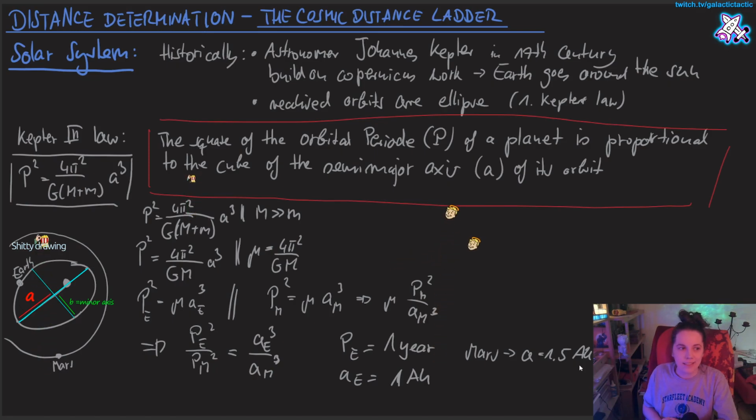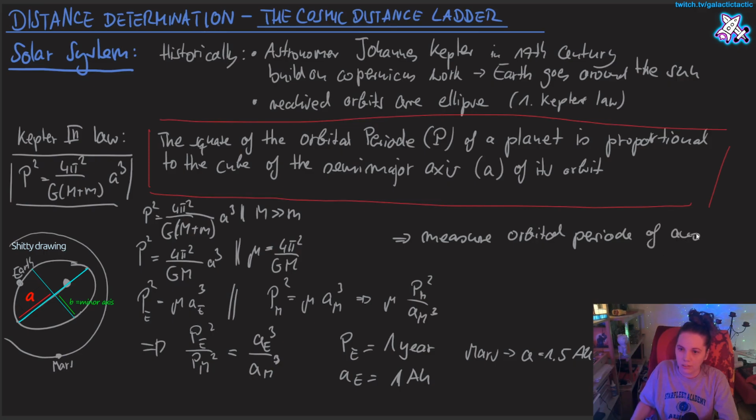Do you understand this? Any questions so far? So what we do is we measure the orbital period of another planet, in terms of AU.